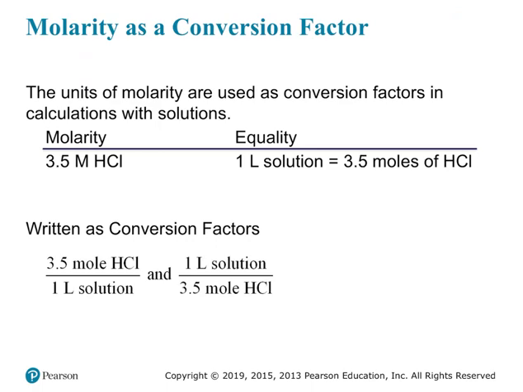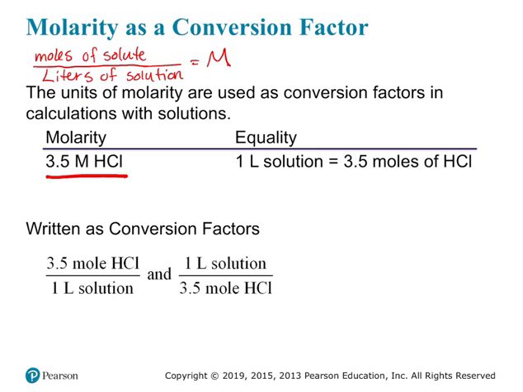So remember, molarity has the units of moles of solute over liters of solution. And we can abbreviate that as a capital M. So down below, let's say we have a solution of hydrochloric acid and the concentration is 3.5 moles per liter. So what that means is for every 1 liter of solution, we have 3.5 moles of hydrochloric acid.